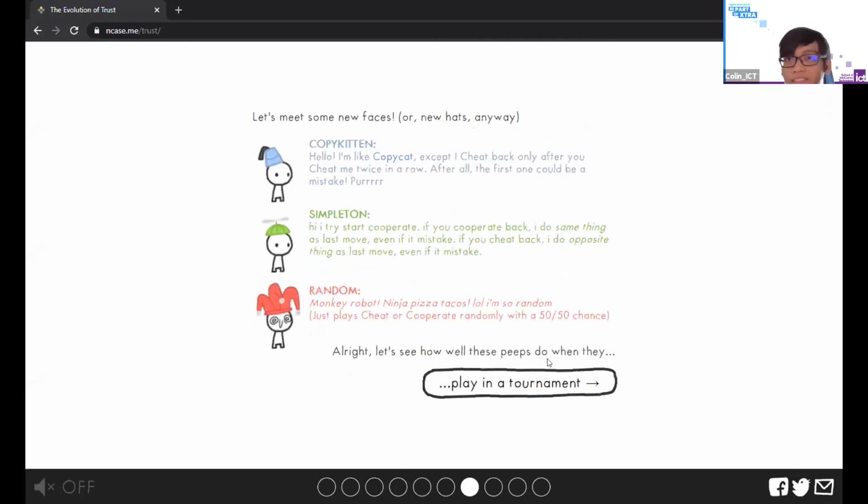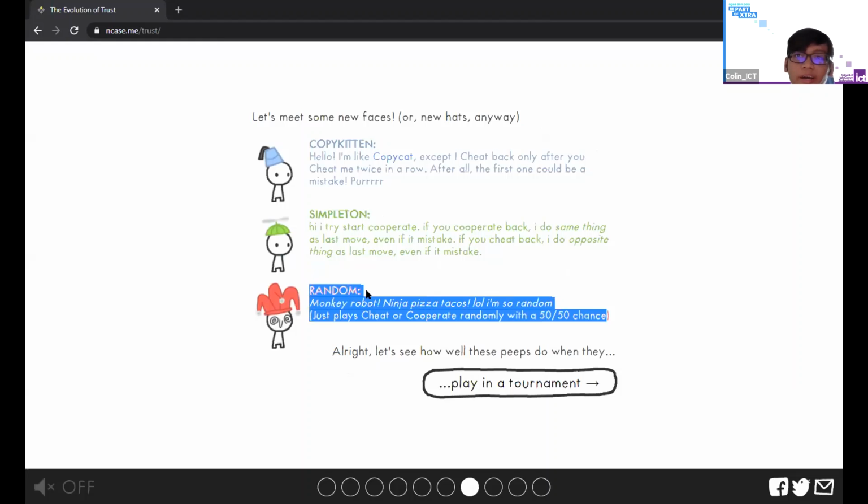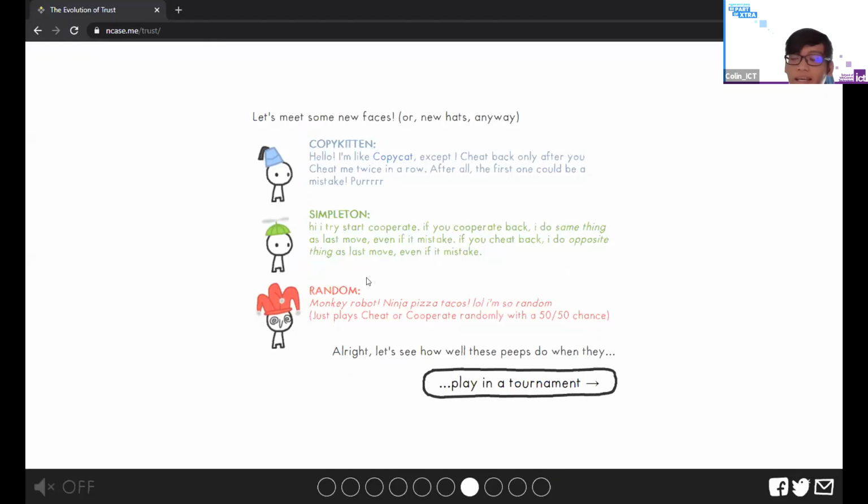Why do we consider these mistakes? Because we are going to consider a human factor, so it's not going to be a robot. To encounter this, we're going to add three more characters, namely copykitten, simpleton, and random. Random is basically you play whatever, be it copycat, cooperate, or cheat. So it's random. Copykitten is like copycat. However, if he gets cheated twice in a row, he will only then cheat back. This is one of the various ways that Nicky, the one who created the game, decided to implement.